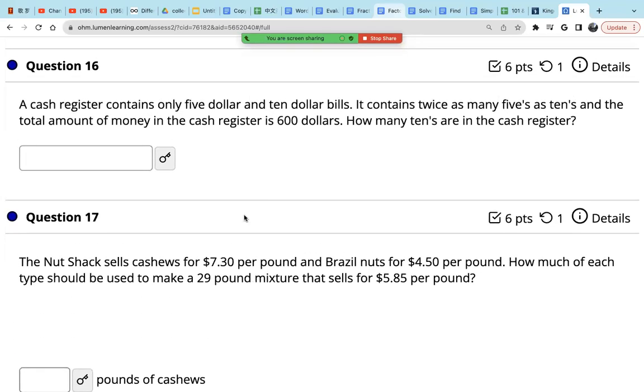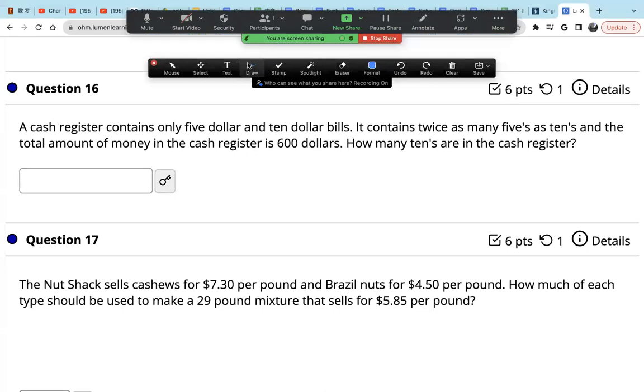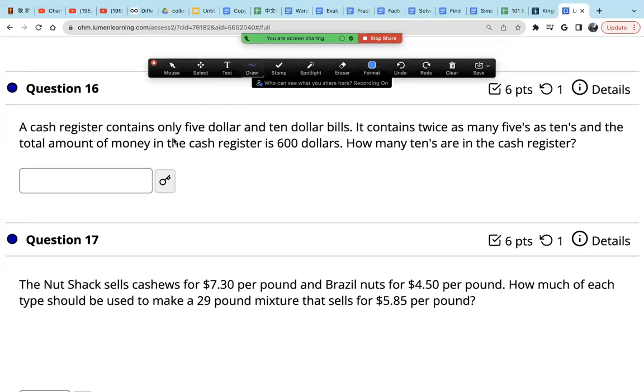This is 16 and 17. The cashier register contains only $5 and $10 bills, right? It contains twice as many 5s as 10s. And the total money is $600. So how many of each? How many tens are in the cashier? Let's call the tens T. Okay, let's call the fives F.